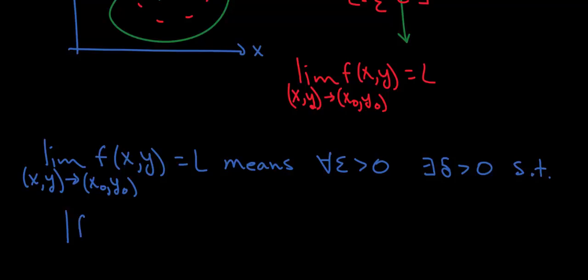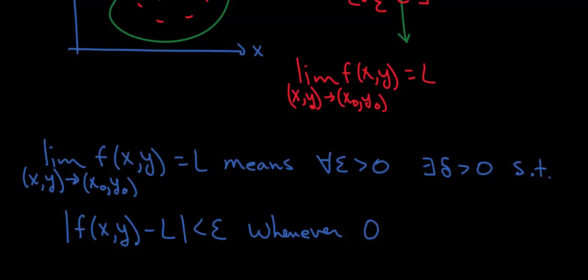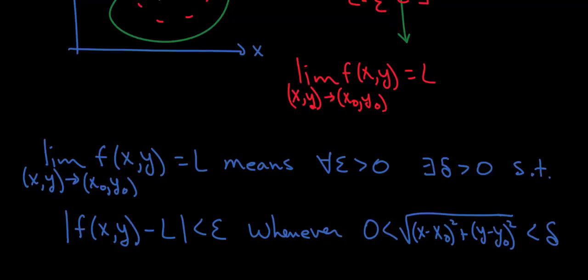This right here, |f(x,y) - L| < epsilon, happens whenever this is true. Now, the way we write this looks a little different. We don't have the absolute value, we actually have the distance formula. Instead of the absolute value, we're going to have the square root of (x - x0)^2 + (y - y0)^2 is less than delta. So that's the formal definition, and that's when we have two independent variables.